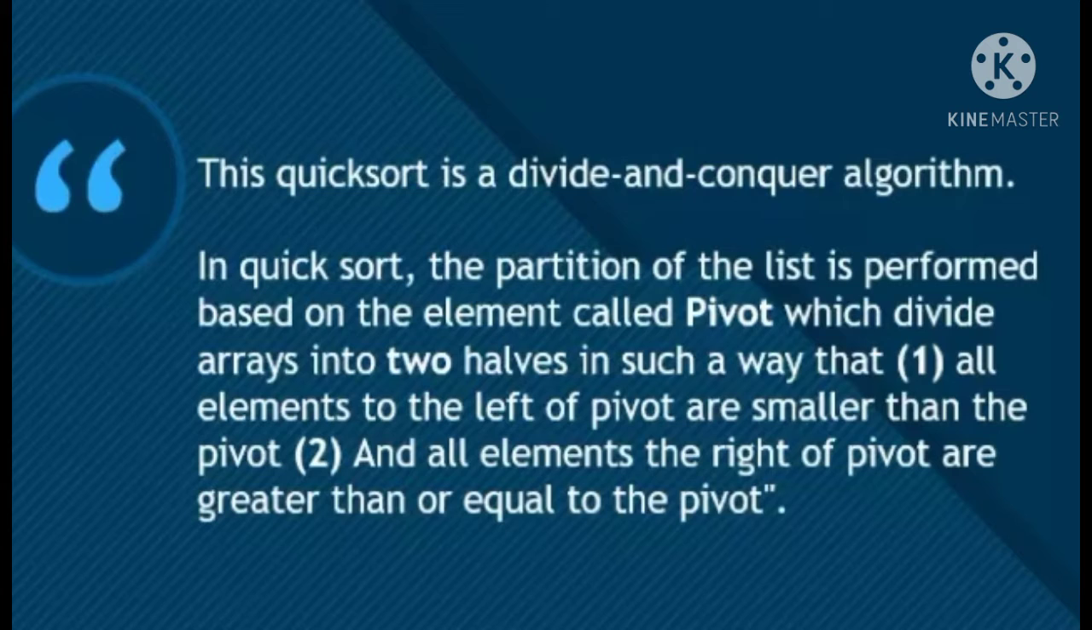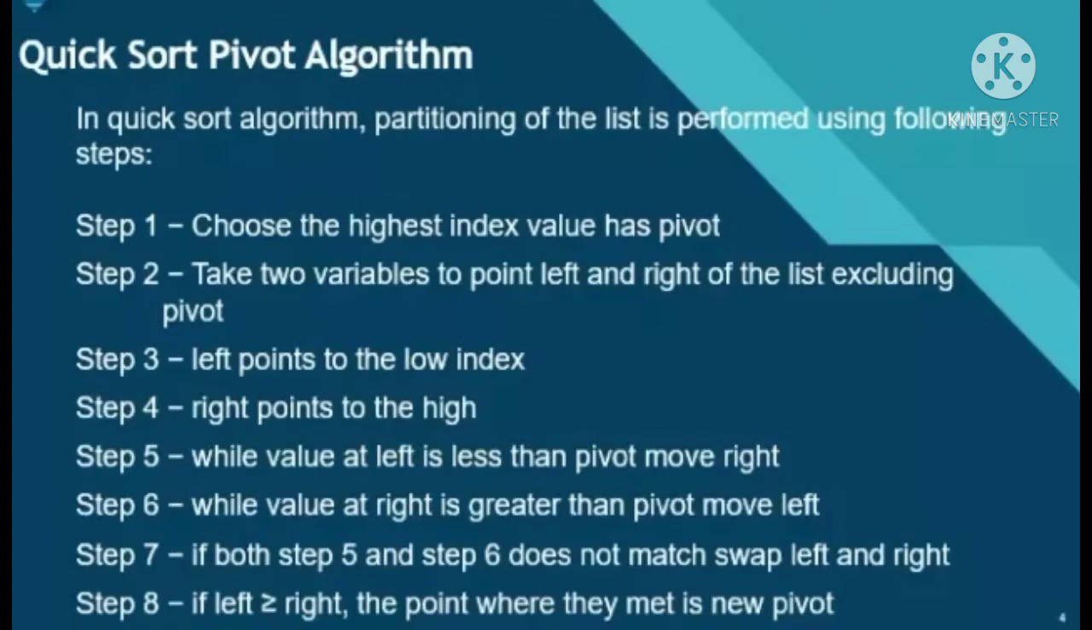In QUICKSORT, the partition of the list is performed based on the element called pivot, which divides arrays into two halves in such a way that, first, all elements to the left of the pivot are smaller than the pivot. Second, all elements to the right of the pivot are greater than or equal to the pivot.